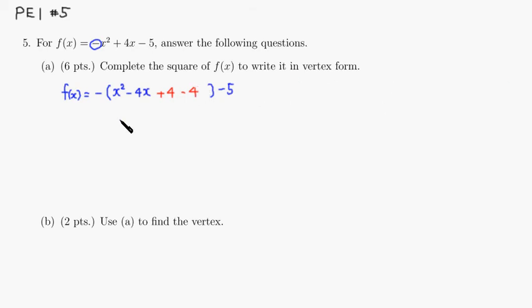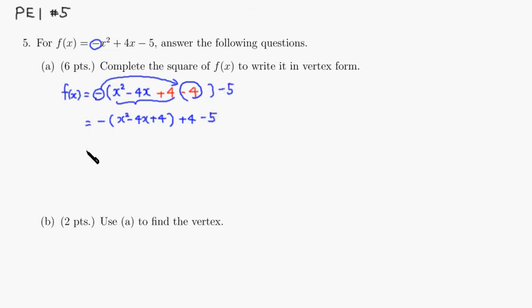Then you can see that these three terms can be used to complete the square. So I'm going to group them together. So still negative sign, you have x squared minus 4x plus 4. Then this leftover negative 4, to get it out of the parentheses, we have to distribute the negative sign to that. So negative 4 times negative 1 is positive 4. Then you have negative 5 right at the end.